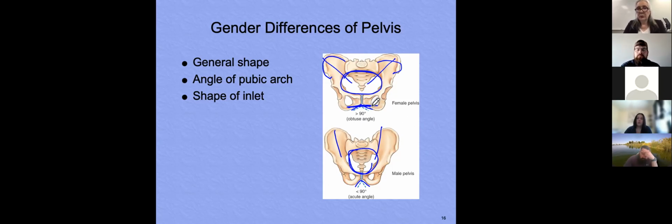Another thing too: the reason this looks shorter is because if you look at it from the side, the female sacrum, I'm probably exaggerating a little bit here, curves back, and the male would be more straight down. Because again, you don't want all these extra grooves in the baby's head. There has to be room here.